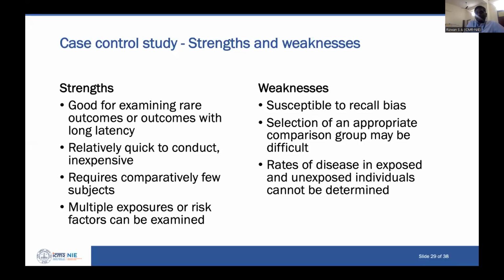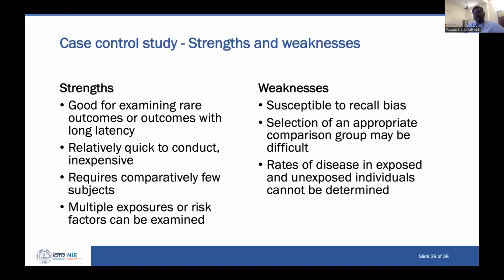Sometimes when we do a case control study, we may want to look at the rates of disease among exposed and unexposed. This is not possible in case control studies. This is possible only in cohort studies. Among the exposed, how many develop the disease? Among the unexposed, how many develop the disease?